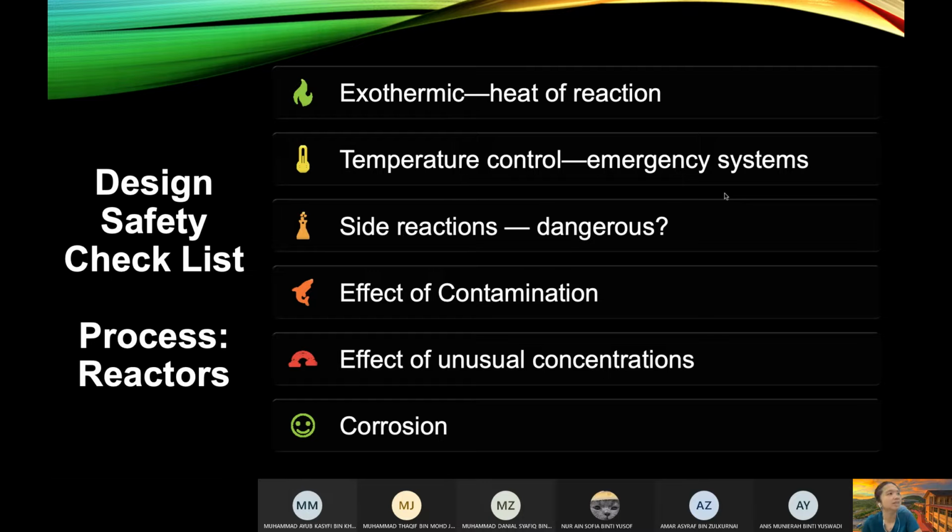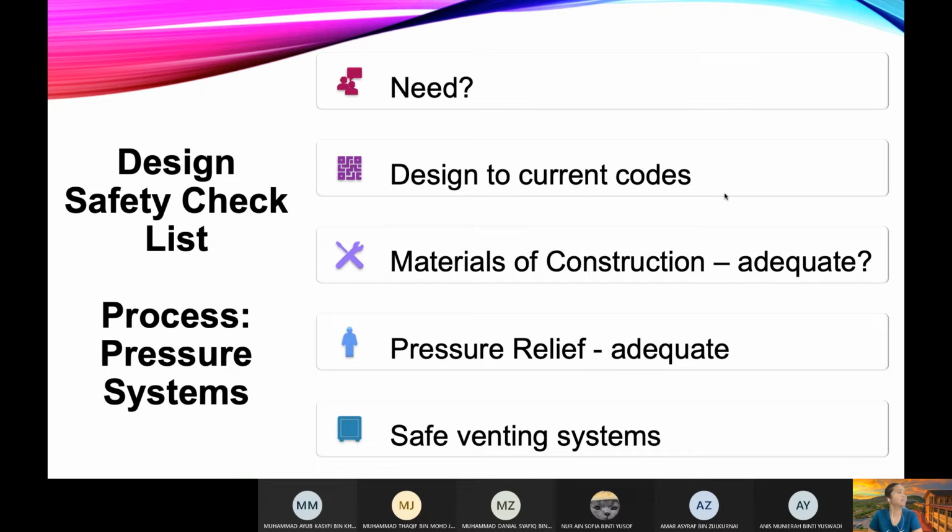Okay, for the process, okay, these are for the reactors. So kalau kamu punya plan mesti ada reactor. All three groups have reactor. You have to consider this checklist for your reactor. Is it isothermic reaction, temperature control, site reaction, contamination, unusual concentration, corrosion. This is for reactors. This is for pressure system.